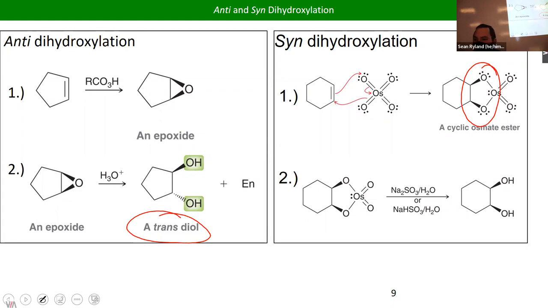So you make this osmium, referred to as a cyclic osmate ester. Not very many people actually would use that. They would just call it the osmium intermediate for the most part. But then all we really have to do is just remove the osmium, and you can notice that there are no mechanism arrows for that second step, right?